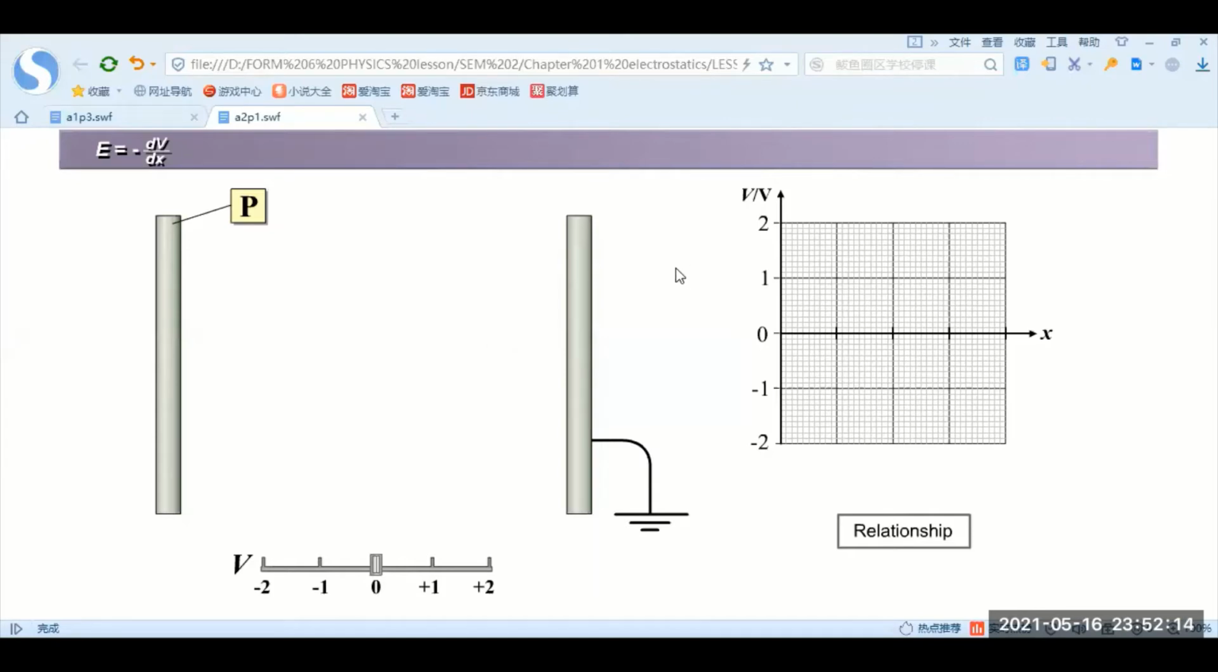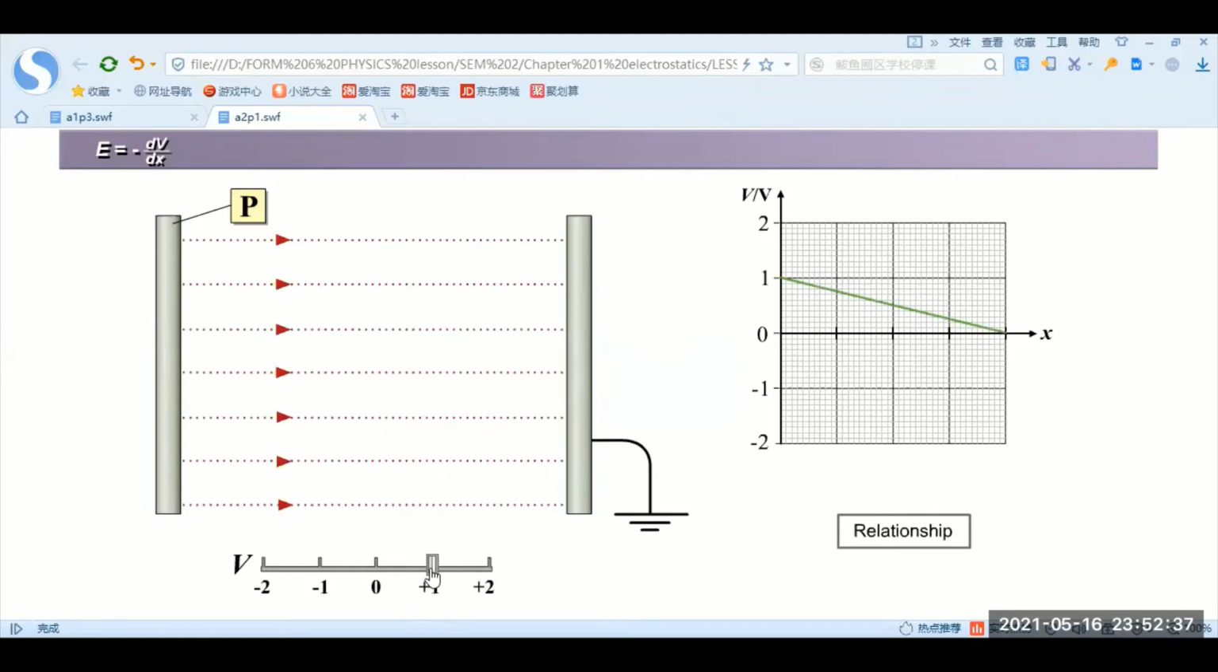Ladies and gentlemen, let's look at the 2 points. The first rod and the second rod, where the second rod is connected to the earth, meaning it is earth. Look at here, if the voltage is positive 1, what is the meaning of 1 volt?